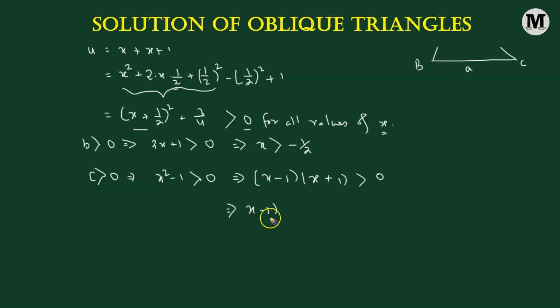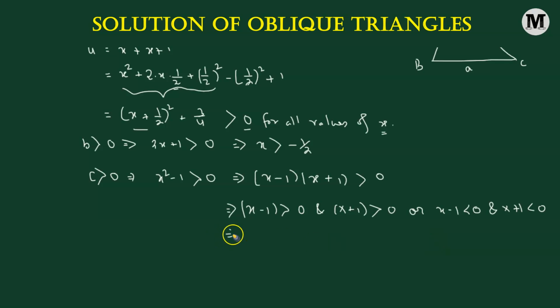So either both of them are positive, x minus 1 is greater than 0, and x plus 1 is also greater than 0. Only then is the product of two positive numbers going to be greater than 0. Or we get the other possibility where both of them are negative. So x minus 1 is less than 0 and x plus 1 is also less than 0.